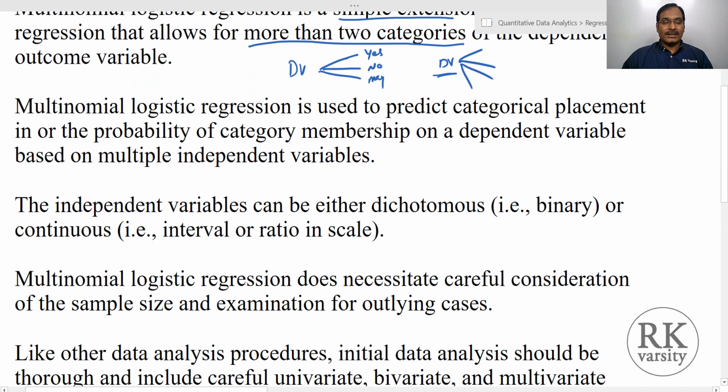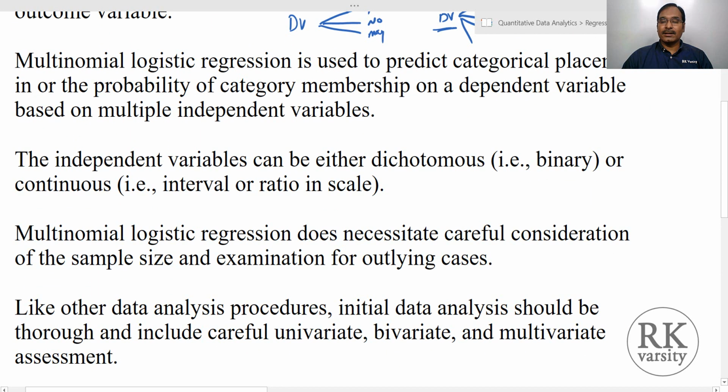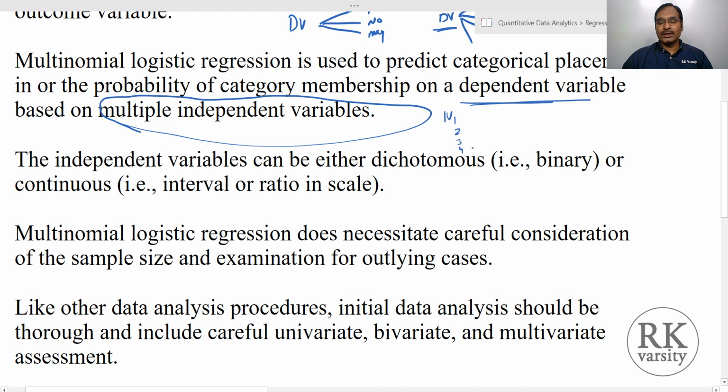So multinomial logistic regression is used to predict categorical placement in, or the probability of, category membership on a dependent variable based on multiple independent variables. When you say multiple independent variables, you may have two or more independent variables, like independent variable 1, 2, 3, 4, 5 and 6, likewise.